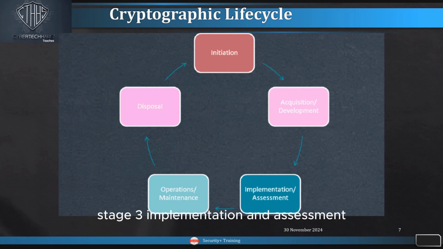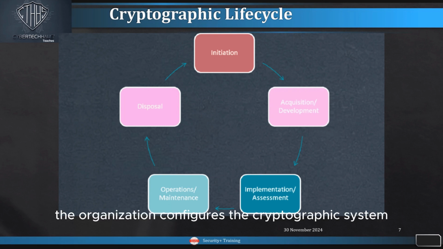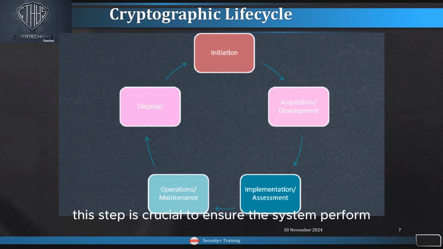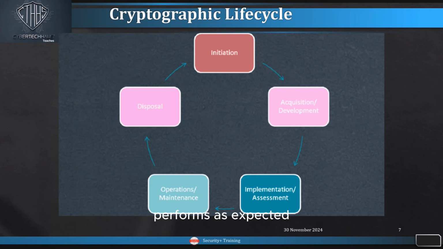Stage 3, implementation and assessment. In phase 3, the organization configures the cryptographic system and assesses whether it adequately meets the security needs identified earlier. This step is crucial to ensure the system performs as expected and provides the necessary protections.